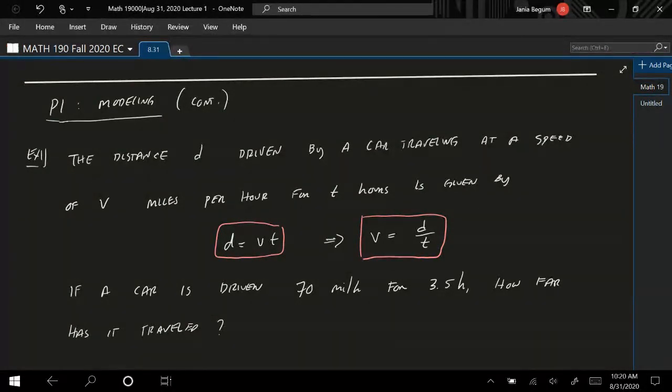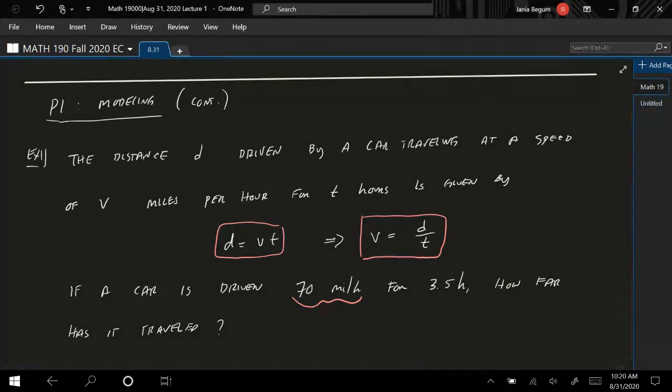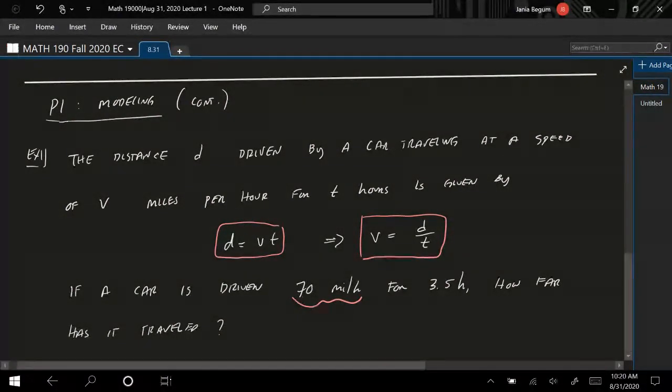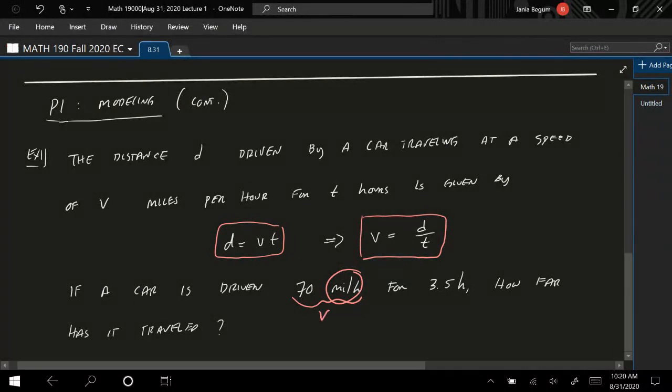So if a car is driven 70 miles per hour, which component is 70 miles per hour? Someone tell me. That would be the distance. No, that wouldn't be, say, velocity. That would be velocity, right? Because if you look at the unit, it's miles per hour. Distance will be the units of miles. So this would be velocity.